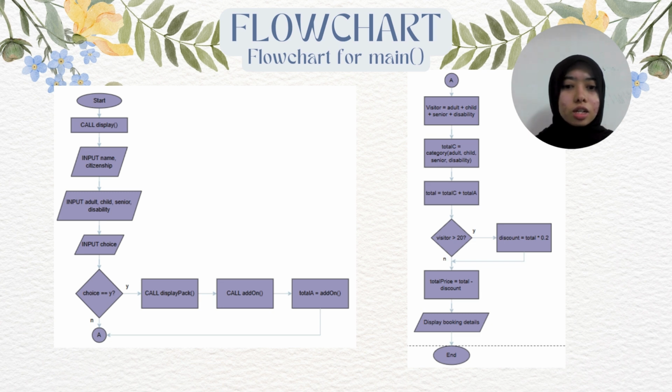After that, calculate total C, which is equal to the call to the category function, and then calculate the total, equal to total C plus total A. If the visitor is more than 20, the program will calculate the discount, equal to total times 20%. If not, the program will calculate the total price and lastly display the booking details.